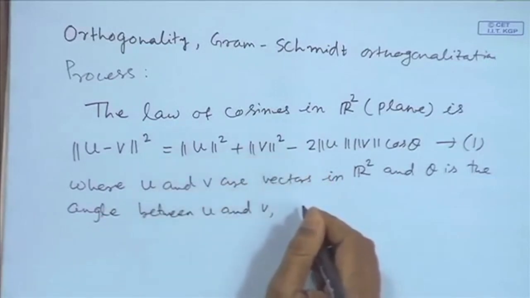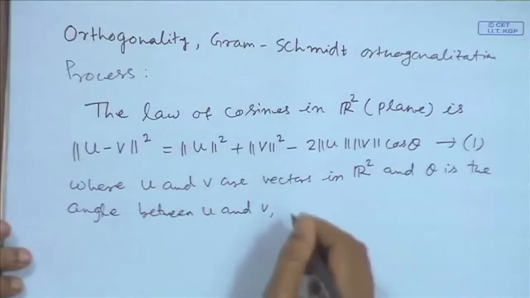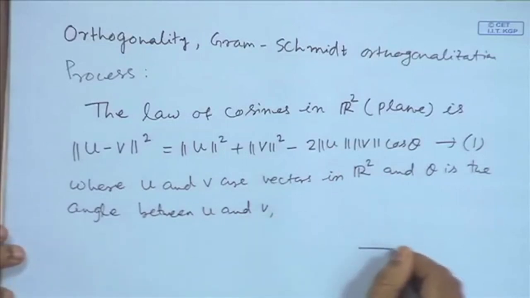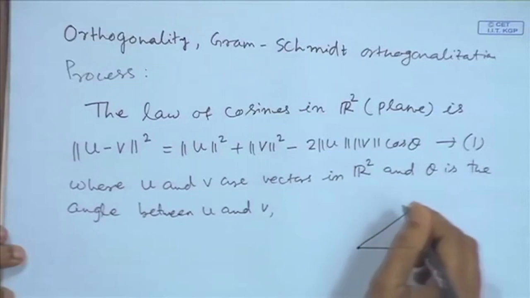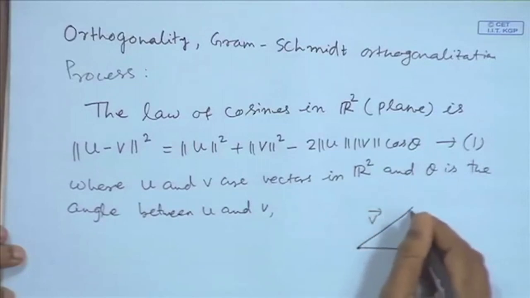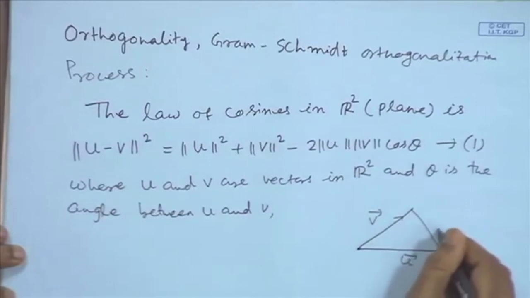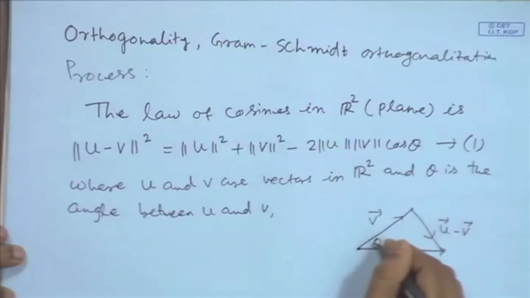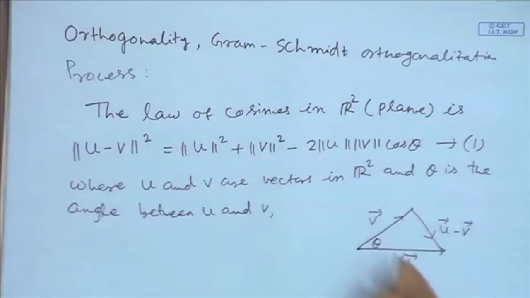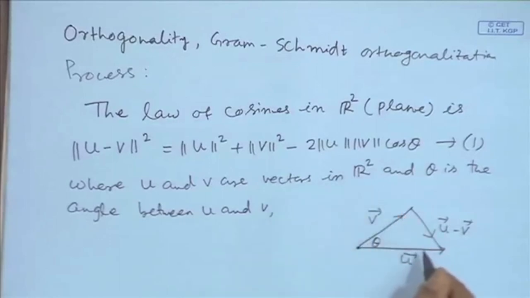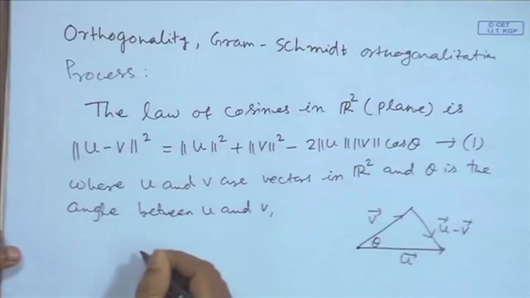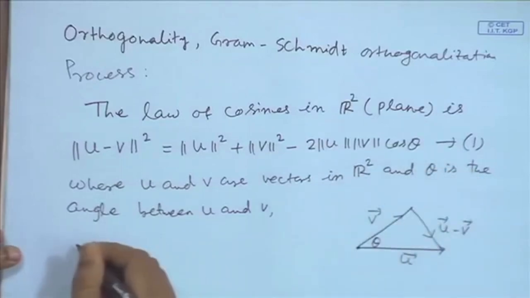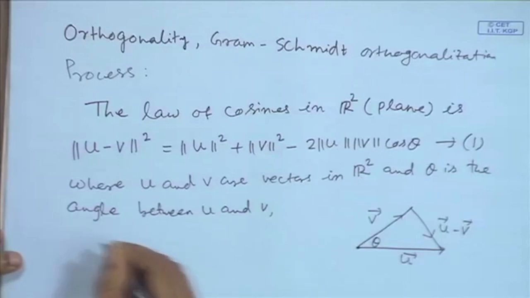The norm we have considered is with respect to the inner product in R2. So, the vectors u and v are like this: if this is the vector u and this is the vector v, then u minus v will be this vector, and this angle theta is the angle between u and v. In other words, these are three sides of a triangle, and this cosine law holds for this triangle.